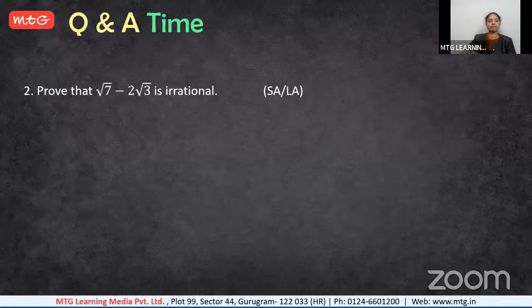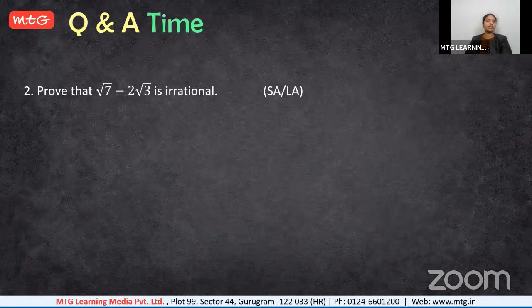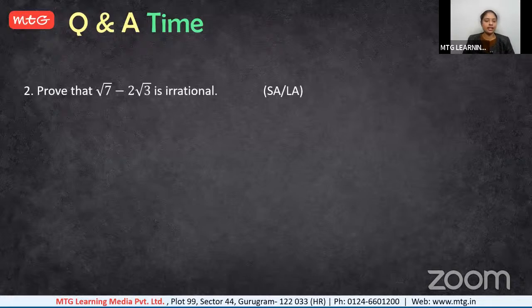Here you go. You have to prove root 7 minus 2 root 3 is irrational. So how can we do this? It is a long answer type question or a short answer type question. It could be for 3 marks or it could be for 5 marks, depending on where it is given. I don't ask you to solve everything in the chat box. Just tell me, what should be my initial step for doing this question? Type it out in your chat box.